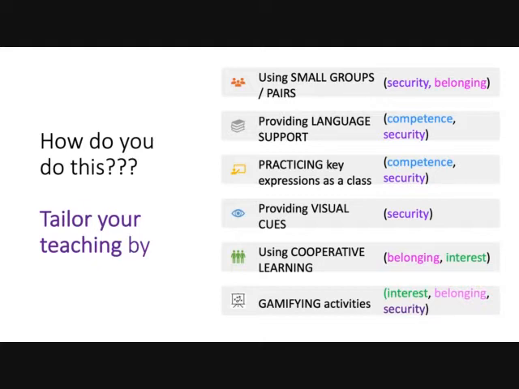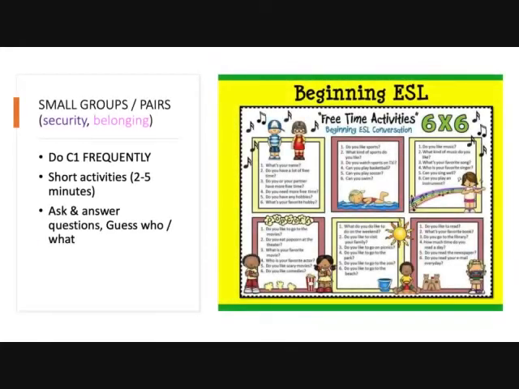All right, so let's have a look at each one of these strategies one by one. The first one is structuring your speaking activities so that students are in small groups and pairs. And again, this touches on security and belonging. So our strategy is to do speaking activities or Competency 1 frequently, a couple times every class. And these should be short activities, 2, 3, 4, 5 minutes tops, not full on all class activities.